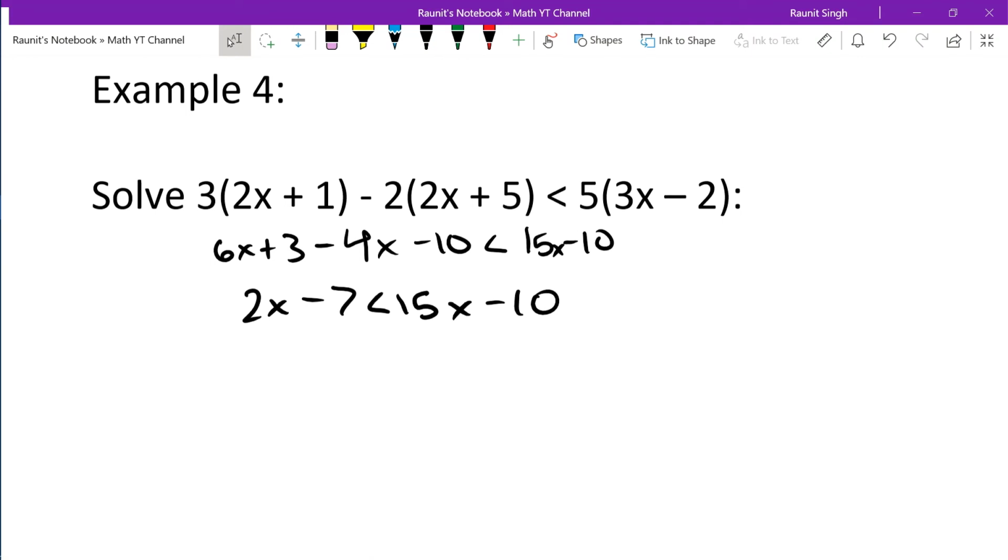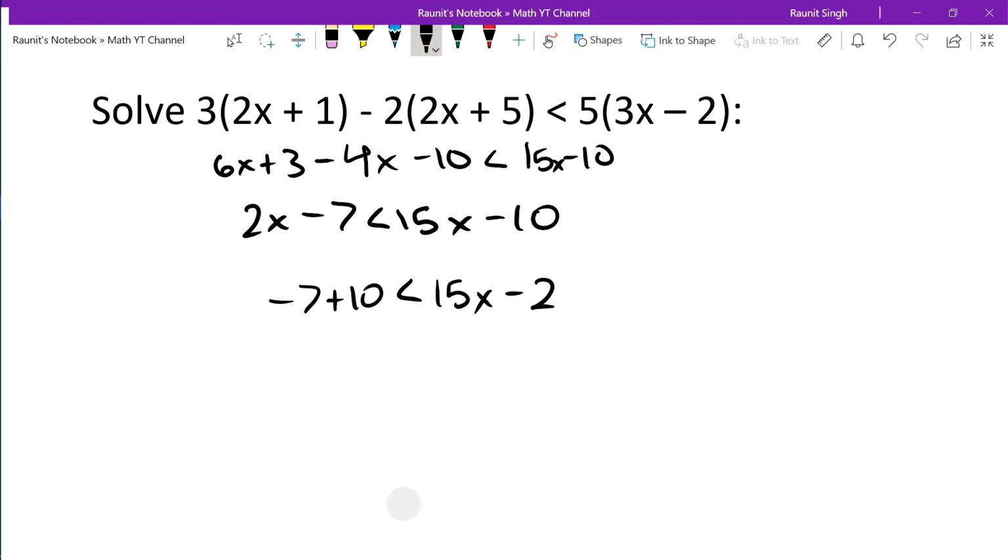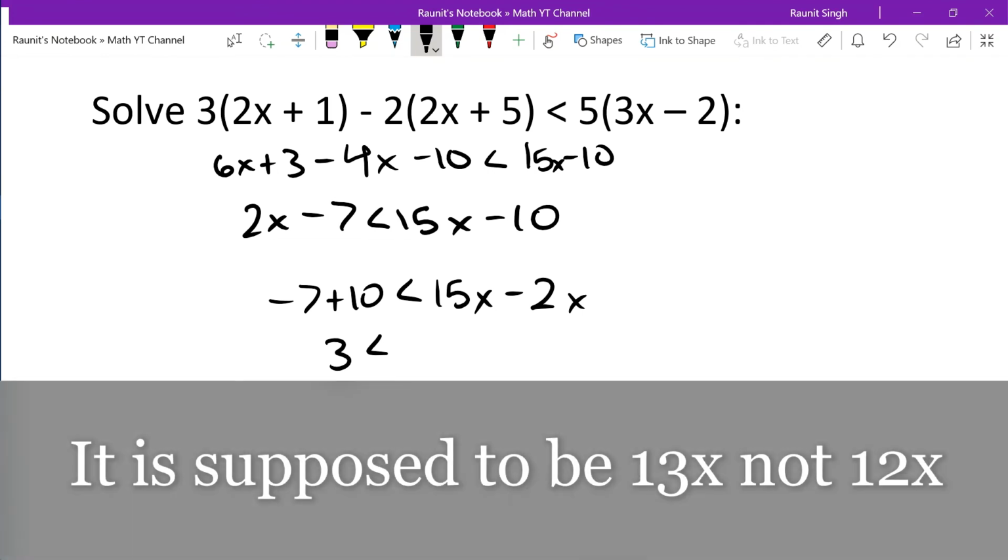So in order to not switch the signs, we can bring the 2x onto the right side and move the numbers to the left. That's what we're going to do. We're going to subtract 2x from both sides and add 10 to both sides. And that's going to get us minus 7 plus 10 is less than 15x minus 2x. We're going to get positive 3 is less than 12x. I forgot that x earlier. Positive 3 is less than 12x.